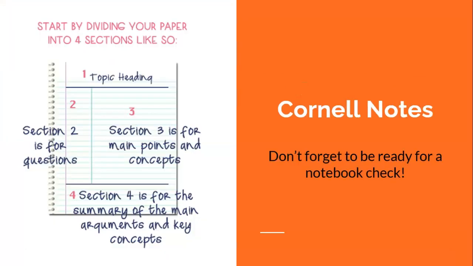Section 2, a line about 1.5 inches from the left side of your paper, is going to be for any questions that you might have. Section 4, 4 or 5 lines from the bottom of your paper, is for a summary of the main arguments and key concepts. And section 3 is where you're actually going to be writing your notes for today.